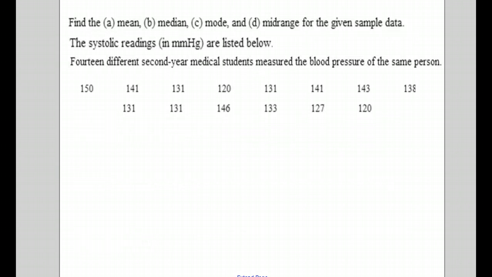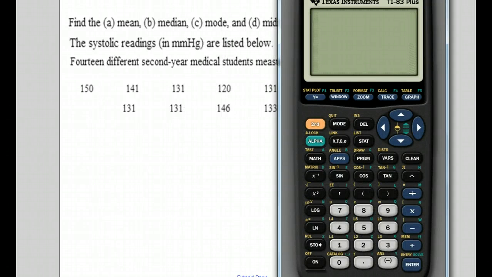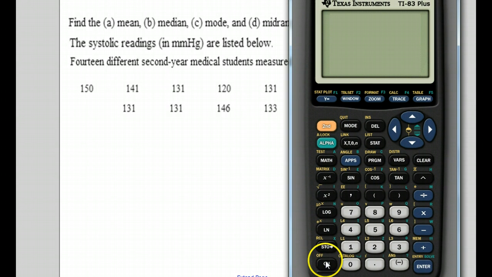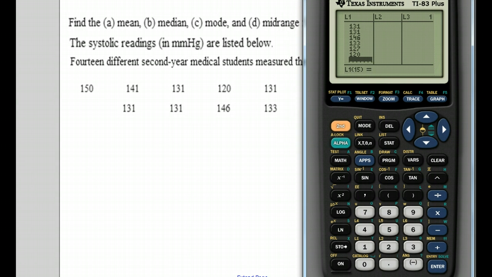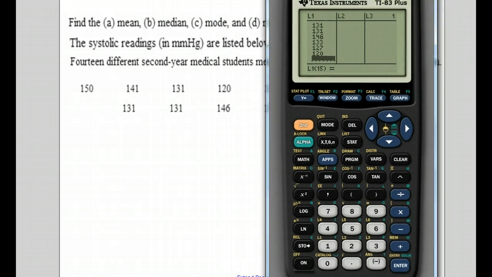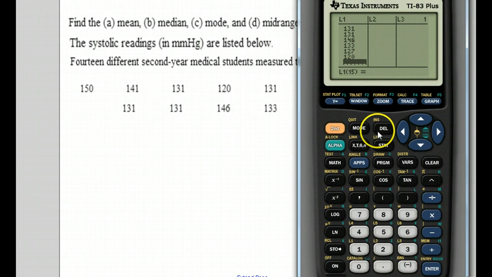Alright, so let's look at a data set and we'll find these 4 values. So here's 14 different values, and we want to find the mean, the median, the mode, the mid-range. Alright, now I'm going to get out my calculator and show you how to do the first 2 on your calculator. Alright, just like before, to enter your data, you go into your stat menu, press enter for the stat editor, and you just start putting in your numbers. 150, 141. Alright, now I got all my data in, so I'm going to press stat.